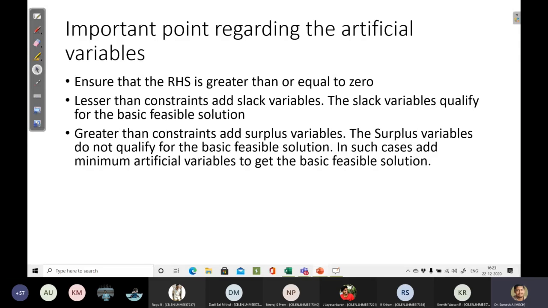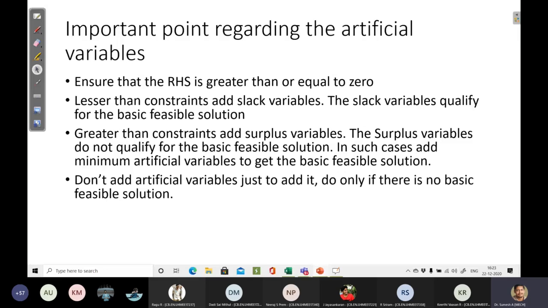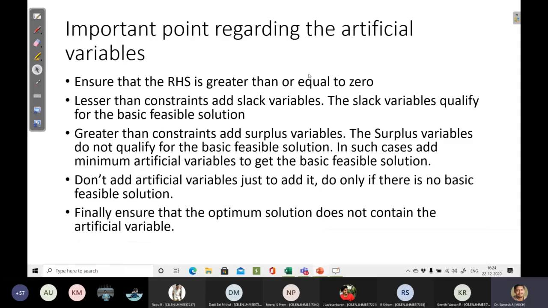There's a third case: the equality case. For equality, please add only an artificial variable. Don't add any slack or surplus variable to it. If you are adding an artificial variable, you will have the freedom to choose the Big M or two-phase method to solve the problem. We will not give you any specific instructions regarding that in the questions. Finally, ensure that the optimum solution does not contain the artificial variable. So in initialization, iteration and termination, please be careful.